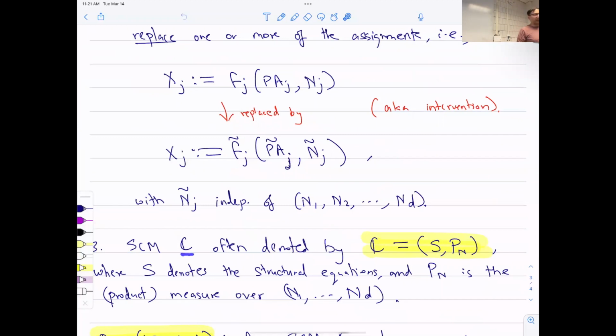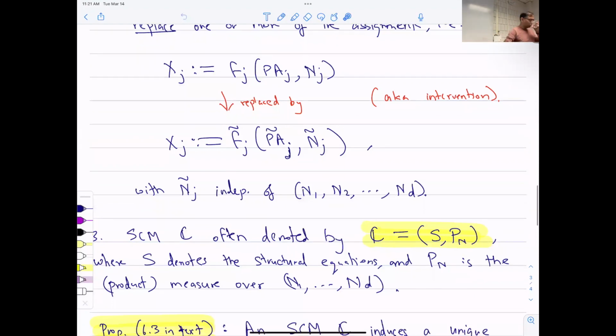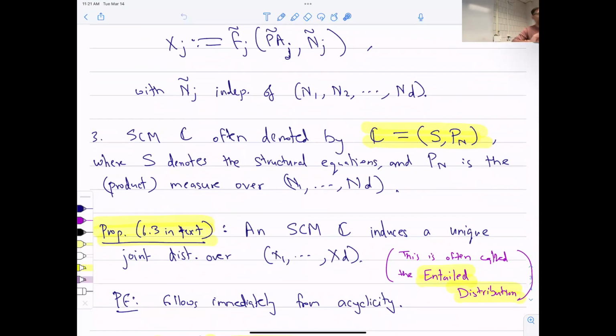So an SCM, structural causal model, is often also denoted by (S, P_N), where S is the structural equations and P_N is the product measure over N1 through Nd. Because once you have that distribution over N1 to Nd, they're independent, so it's a product measure. It fully specifies the joint distribution of the random variables. Is it clear? This is the basic model. This is the first time I'm introducing the formal model of what a causal system is. Okay.